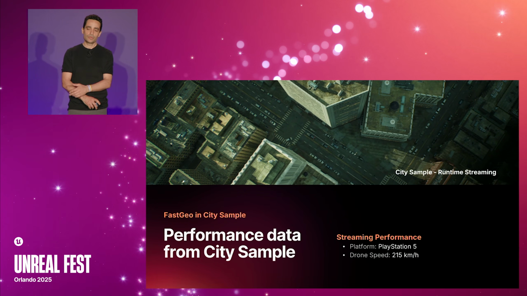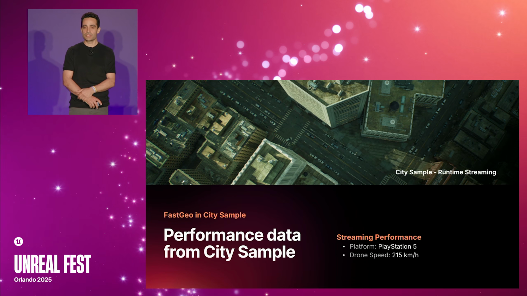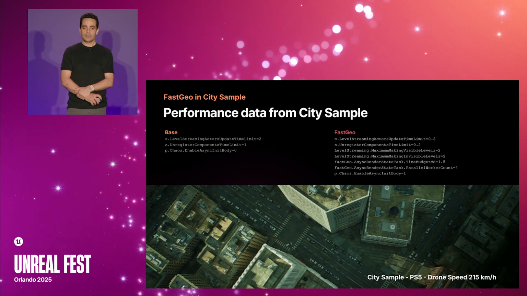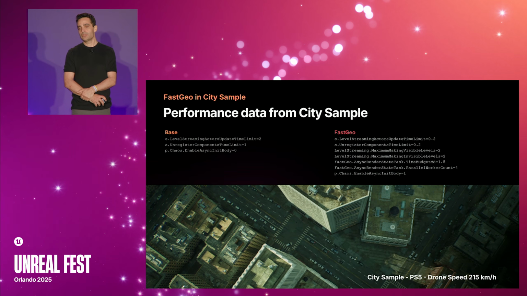And then we ran an automated test on PlayStation 5 with the drone flying through the map at its current maximum speed, which is around 215 kilometers per hour. And the streaming settings were tuned to minimum values to prevent hitches caused by slow streaming. And these metrics highlight the impact of enabling Fast Geo.